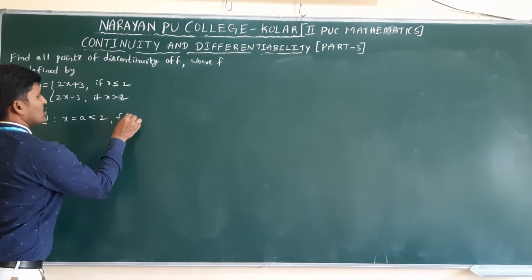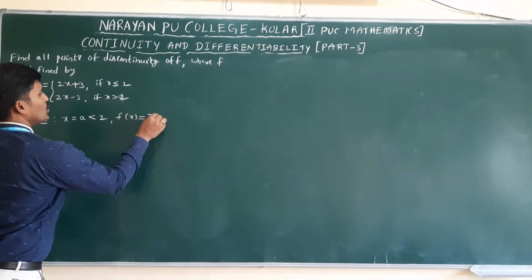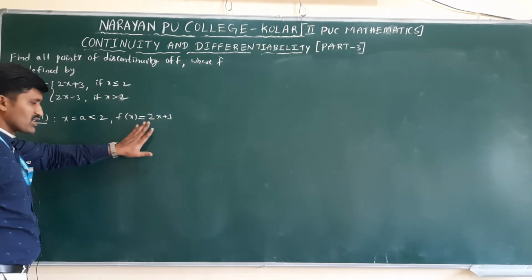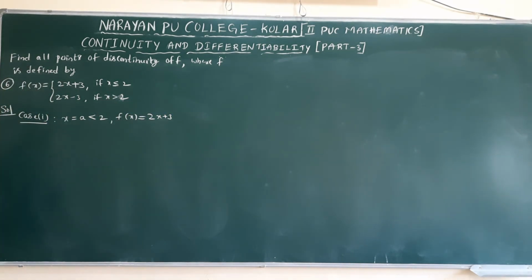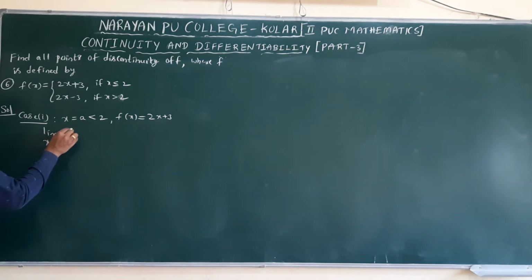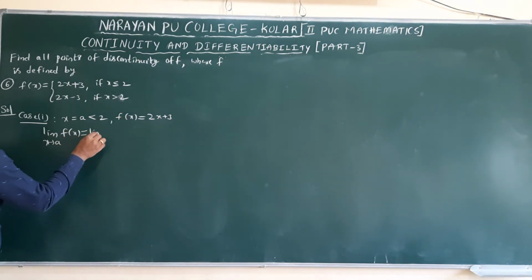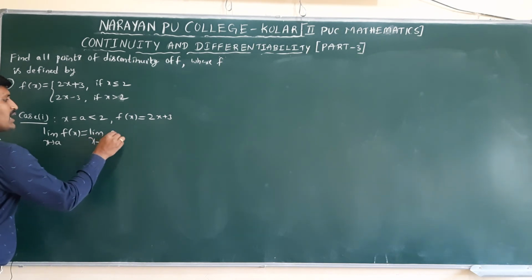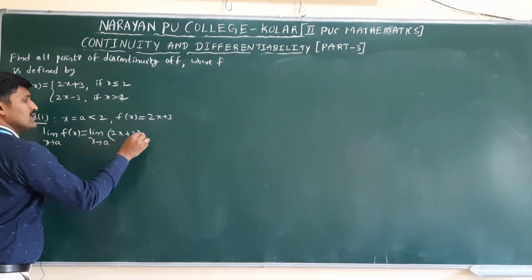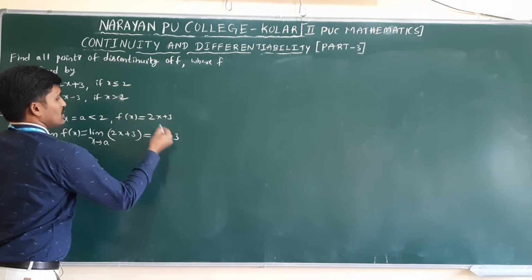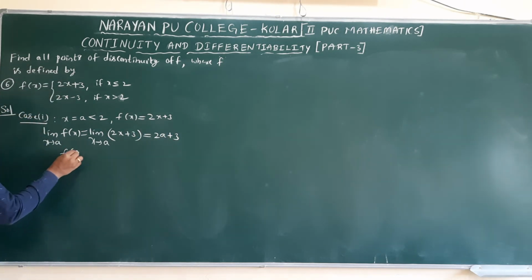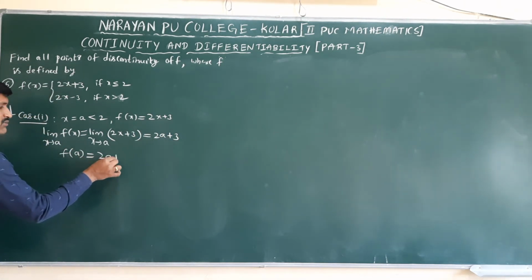Now at less than 2, what is the function is defined here? 2x plus 3, here single function, that's why we need to use first definition. So limit x tends to a, f of x equal to limit x tends to a, 2x plus 3, substitute x value, 2a plus 3. Next, f of a, that also what will get?